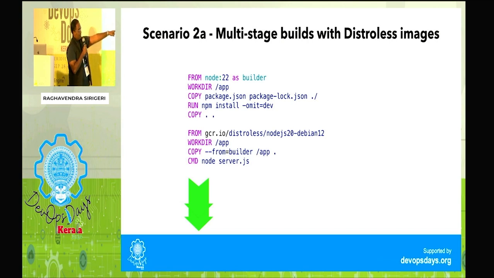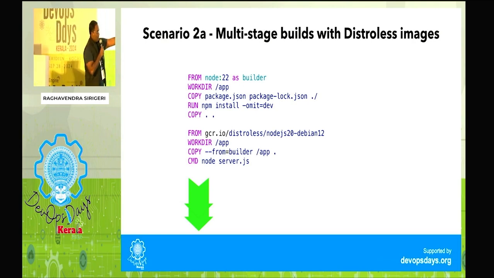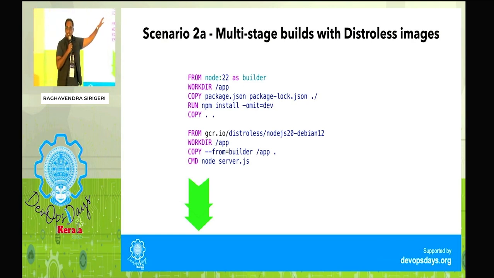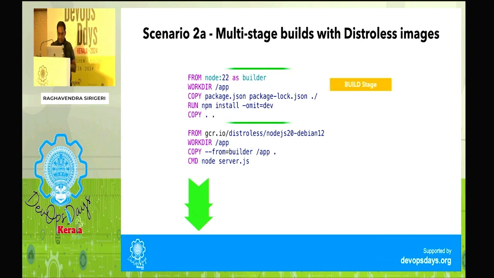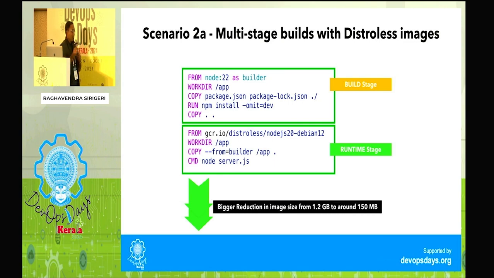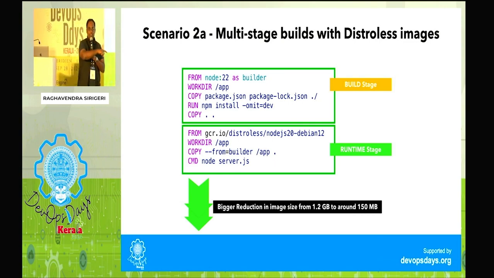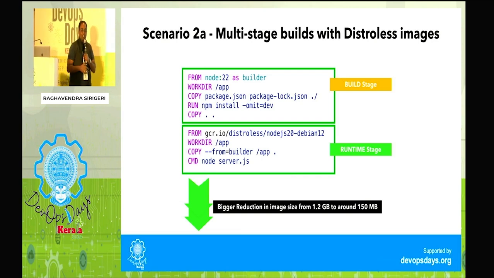So here you see this gcr.io distroless Node.js 20 Debian 12. It's a very small image. The smaller you can make this image, the smaller the total image size will be. So you can see that it's come to 150 MB now. Can you imagine moving from 1.2 GB to 150 MB, and what savings of costs and memory and other things your organizations can benefit from with such optimization techniques?